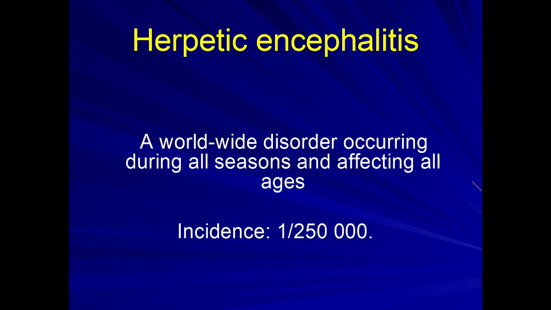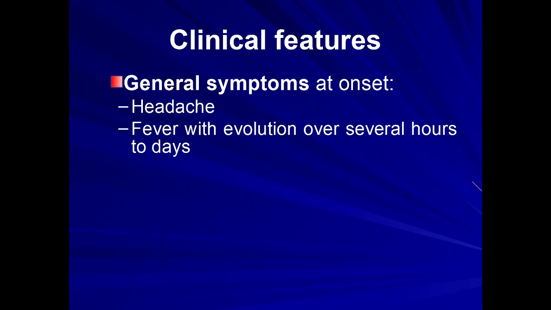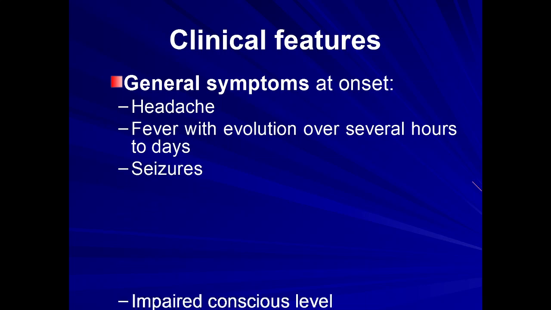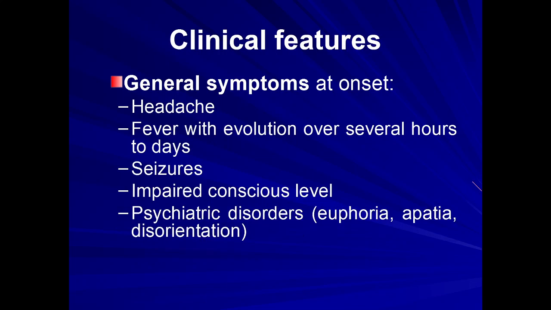Herpetic encephalitis is a worldwide disorder occurring at all seasons, affecting all ages. General symptoms at onset will include headache, fever, pretty fast developing seizures, impaired consciousness, psychiatric disorders such as aphasia or apathy.